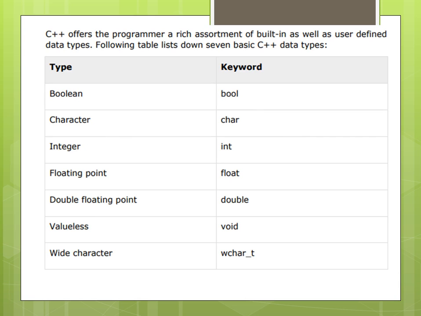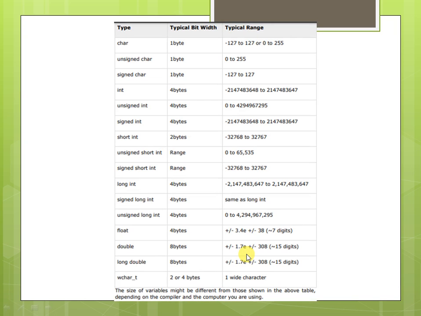Okay, so these are the keywords that I use. With Boolean, you have to use bool as a keyword. With character, you have to use char. With integer, you have to use int as a keyword. With floating point, you go with float. Double floating point, you go with double. Valueless or void is represented by void. And wide character is represented by wchar underscore t.